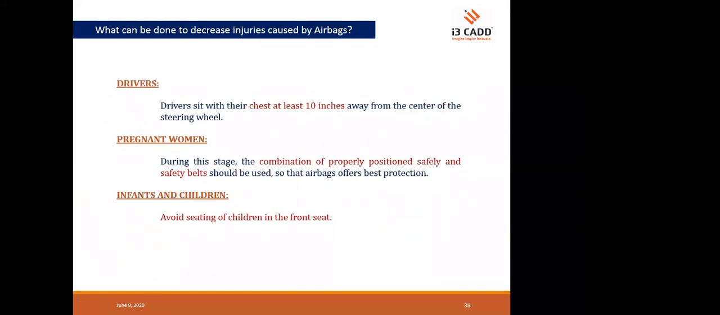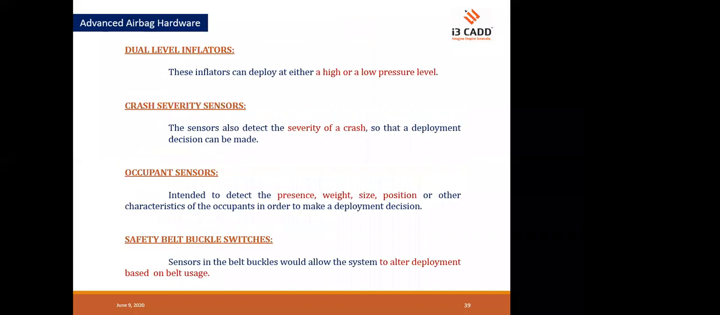Okay. And here are the safety precautions to be taken by different sets of occupants. The driver has to sit with the chest at least 10 to 12 inches away from the center of the steering wheel. Pregnant women have to sit properly positioned. They have to sit straight, keep their face looking forward, and wear the seat belt. Right? And for infants and children, avoid seating children in the front seat. Right? Okay. Advanced airbag hardware.